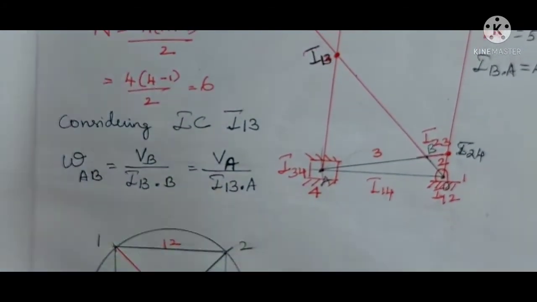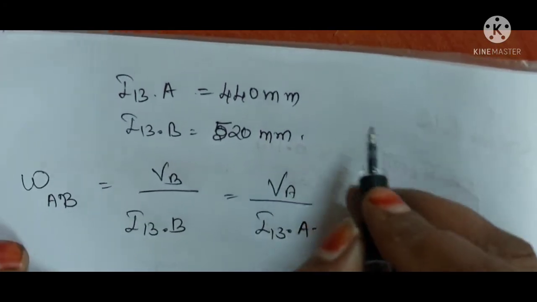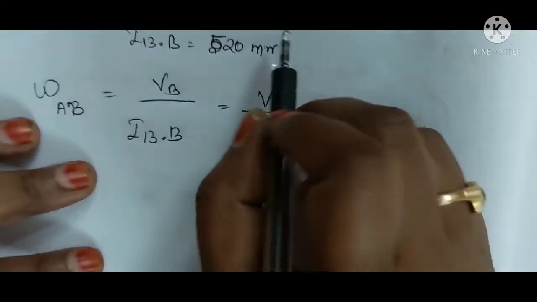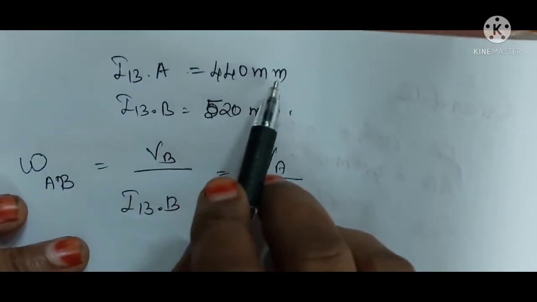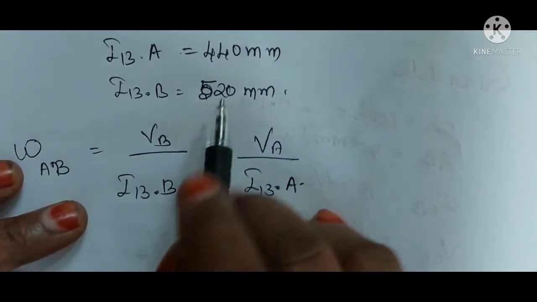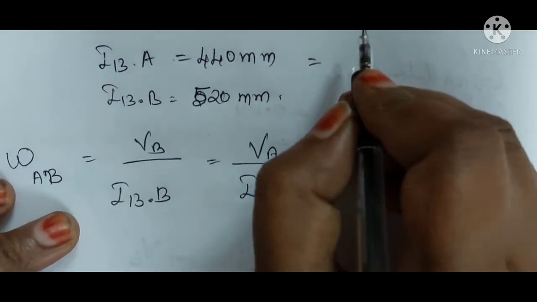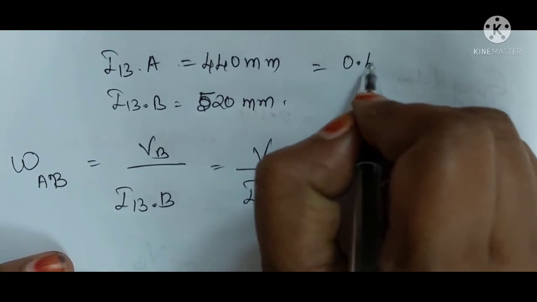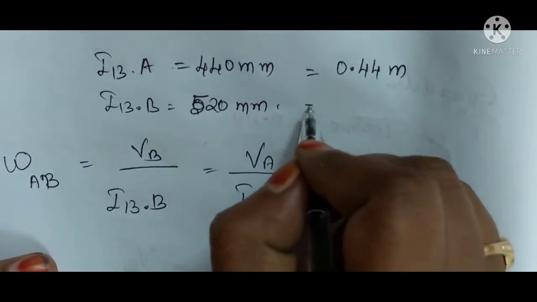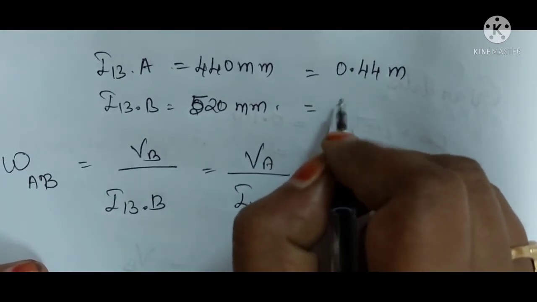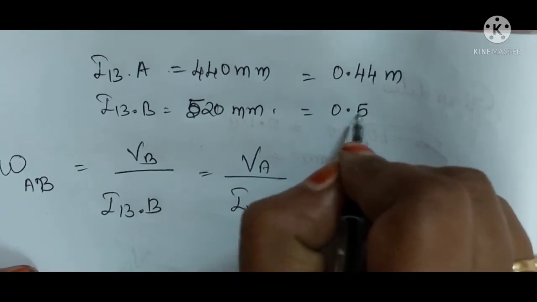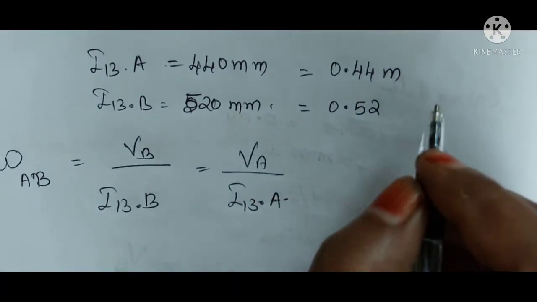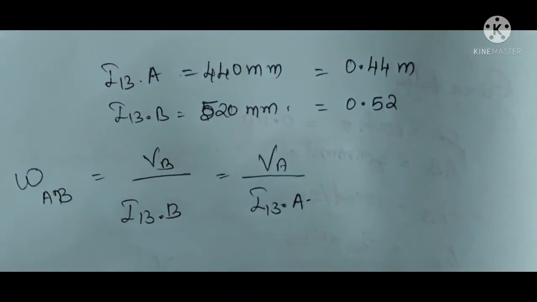So now we got from the diagram I13 dot A 440 mm, I13 dot B 520 mm. So convert into meters. So 0.44 meter. If you are multiplying with 10 power minus 3, you will get it in meters, because in the formulas, in the problems, you need to apply the standard units.